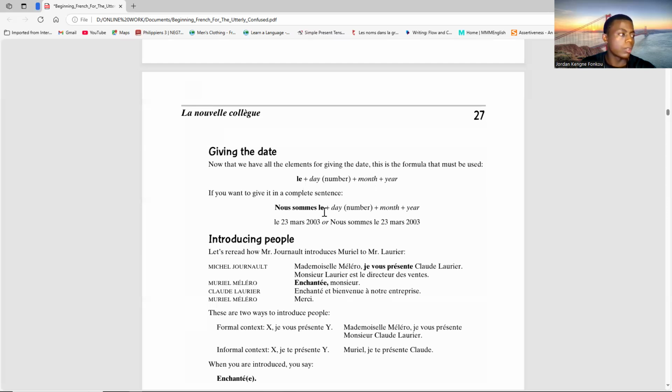That's how it works. If you want to give it in a complete sentence, nous sommes le, today is. Nous sommes le mardi 20 mai 2025. Nous sommes le 23 mars 2023. Nous sommes le 23 mars 2003.